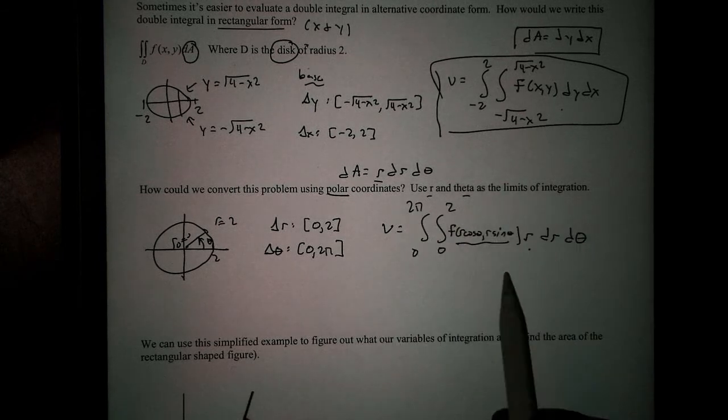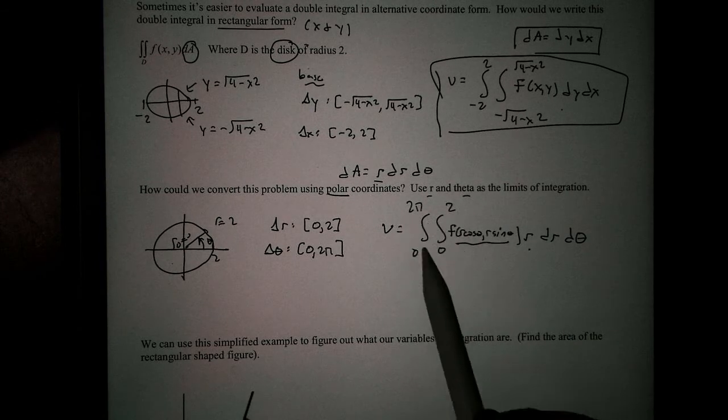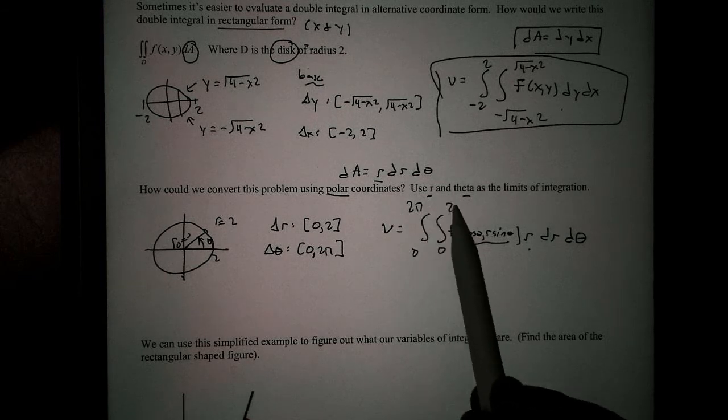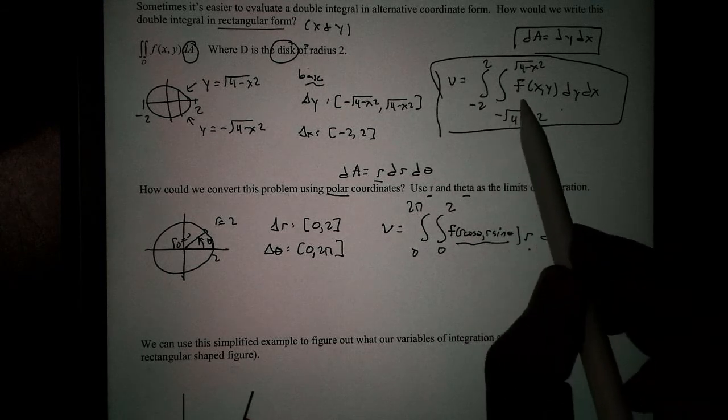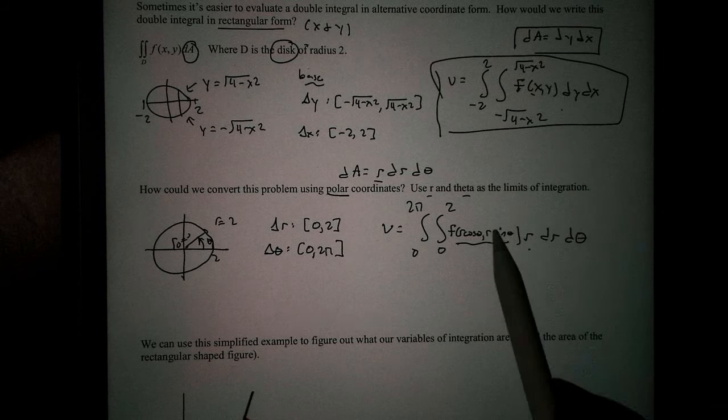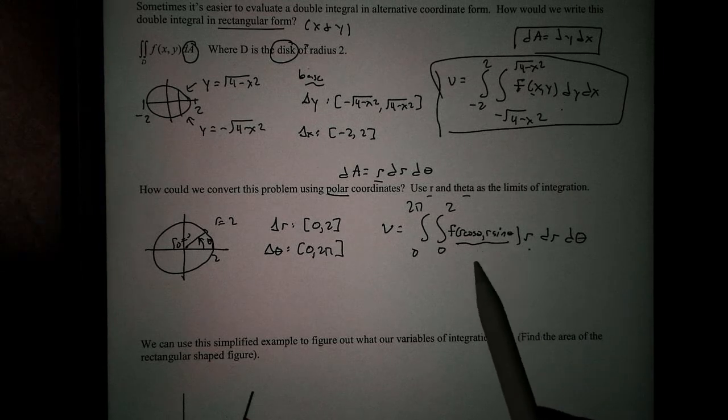Now, one thing I noticed is that my domains are a lot easier to work with in polar than they are in rectangular. But the function might be easier to work with in rectangular than in polar, because we have to do a little bit of converting here.